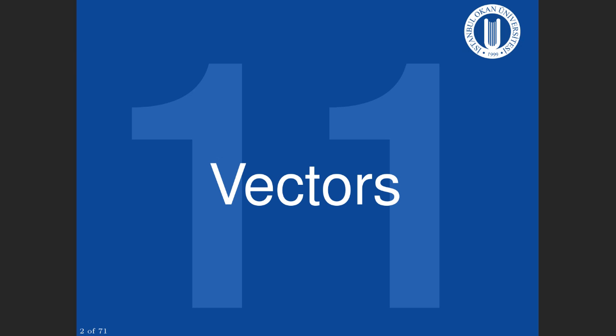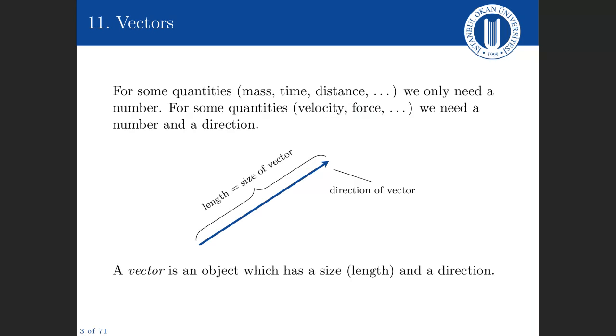First I'm going to talk about vectors. Some quantities, for example mass, or time or distance, only need a number to describe the quantity. 10 kilograms, 5 seconds, etc. For some quantities, for example velocity or force, we need both a number and a direction. A vector is an object which has a size and a direction.